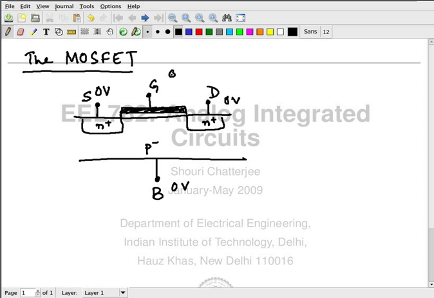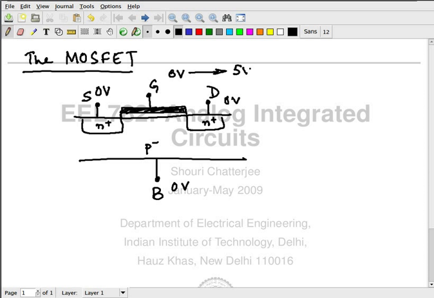The gate is at 0 volts. I'm going to ramp this from 0 volts all the way to 5 volts, and I want to know what happens when I slowly go from 0 volts to 5 volts. What's going to happen at 0 volts? Anything? Nothing. Okay. As you slowly increase the voltage on the gate, what is going to happen?